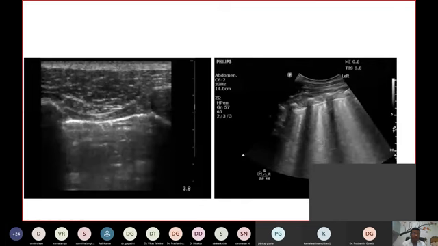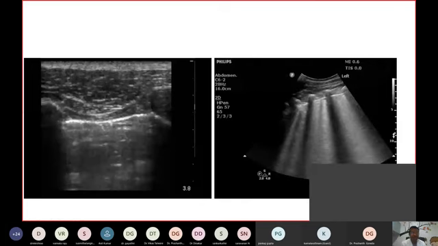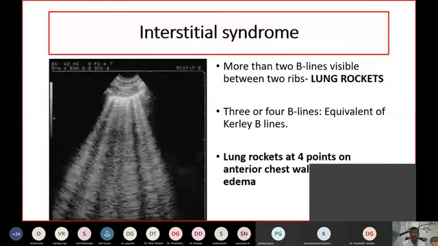Now, coming to the interstitial syndrome, as I told last time, up to two B lines, if we see between two rib spaces, that is normal. If you see more than two B lines between two ribs, then that is called lung rockets or interstitial syndrome. So up to two B lines between two ribs is normal. If you see more than two B lines, it's called lung rockets. If you see three or four B lines between two ribs, it is equivalent to curly B lines.